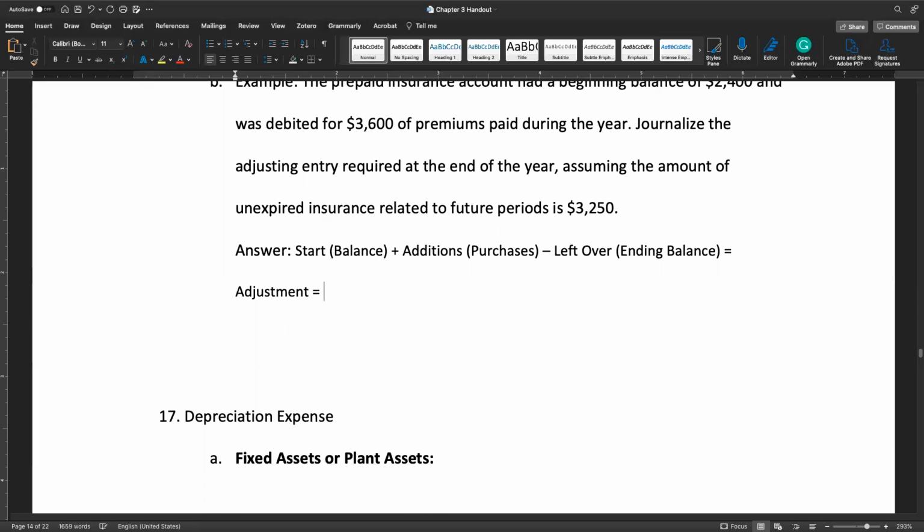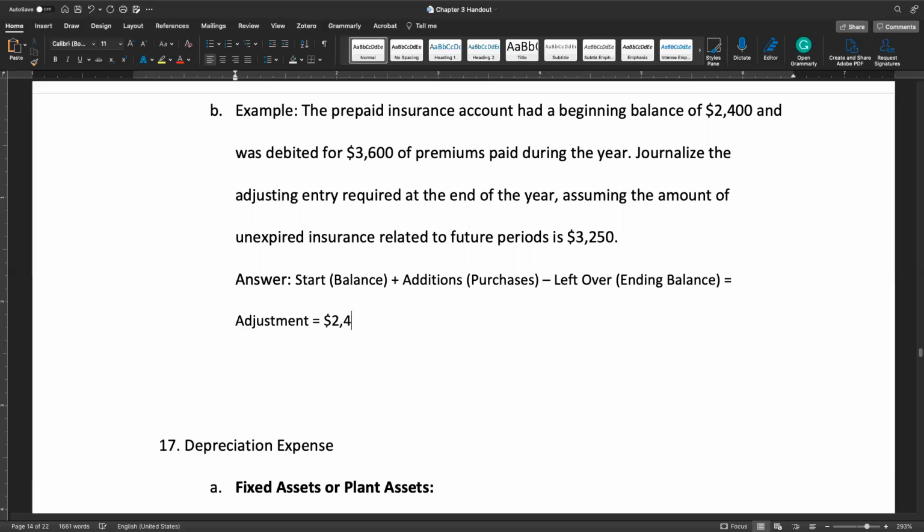So what was our beginning balance? 2,400. So in here it says that we debited for premiums that we paid during the year. So we paid $3,600 more. So we need to add that in there.